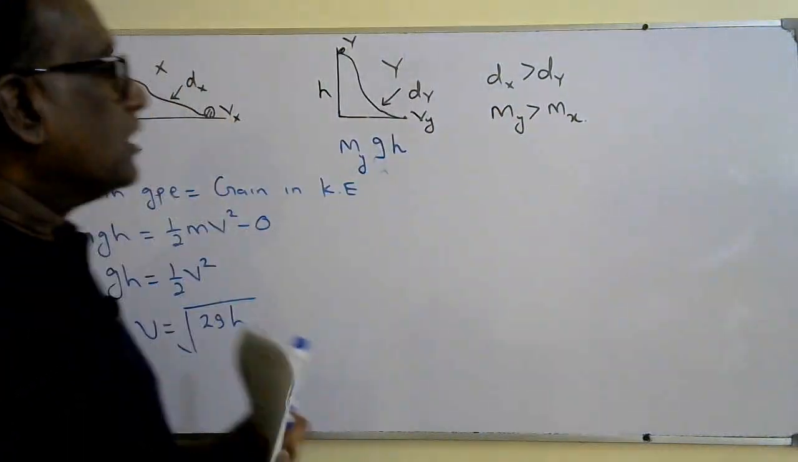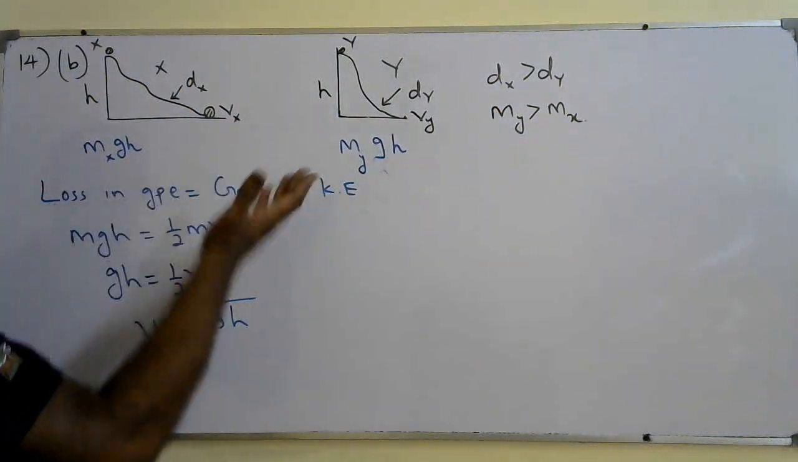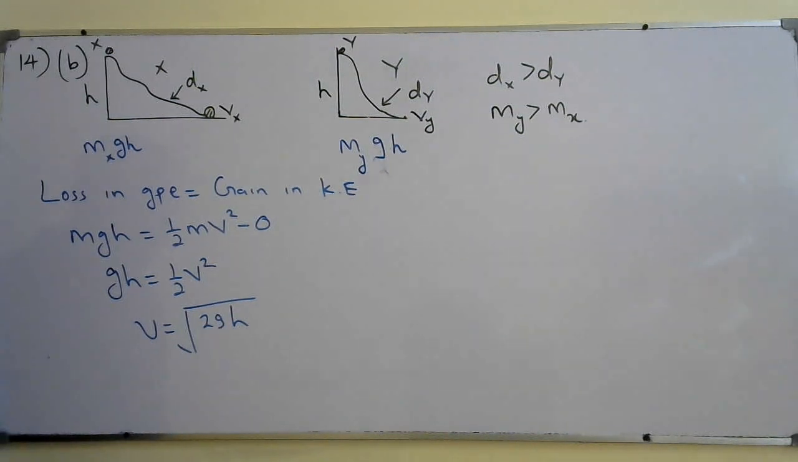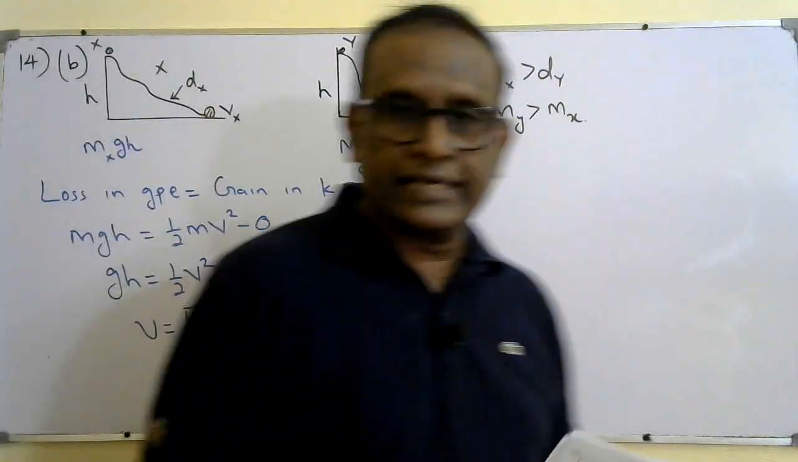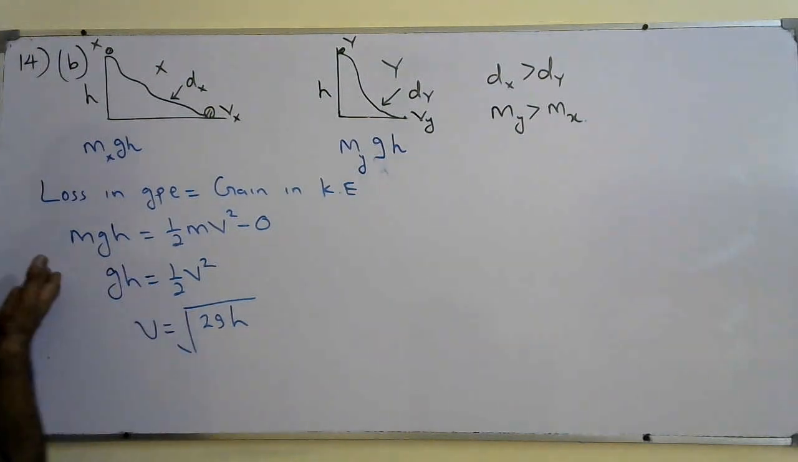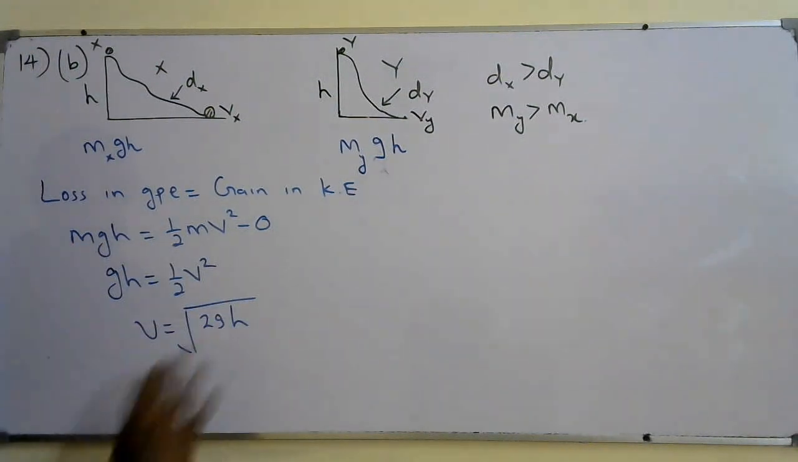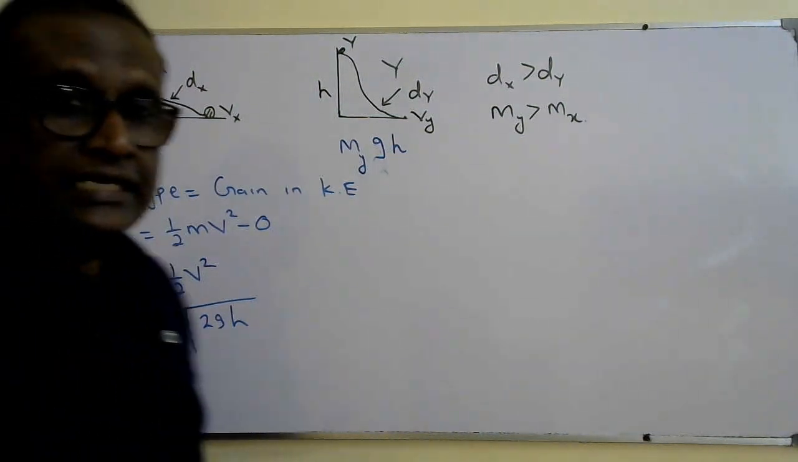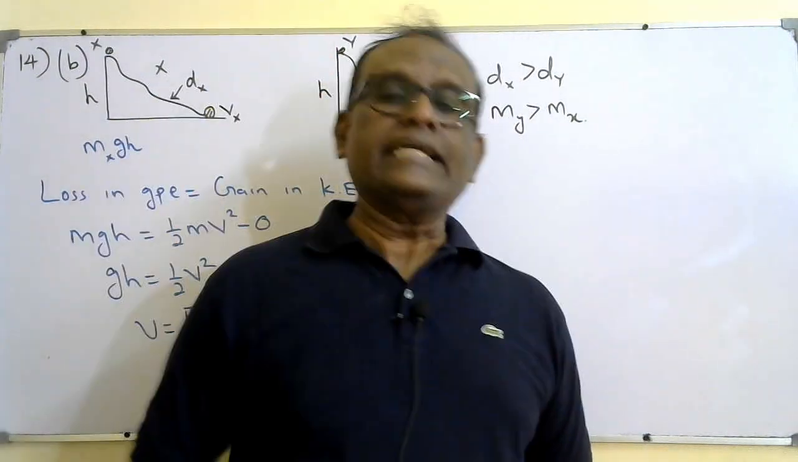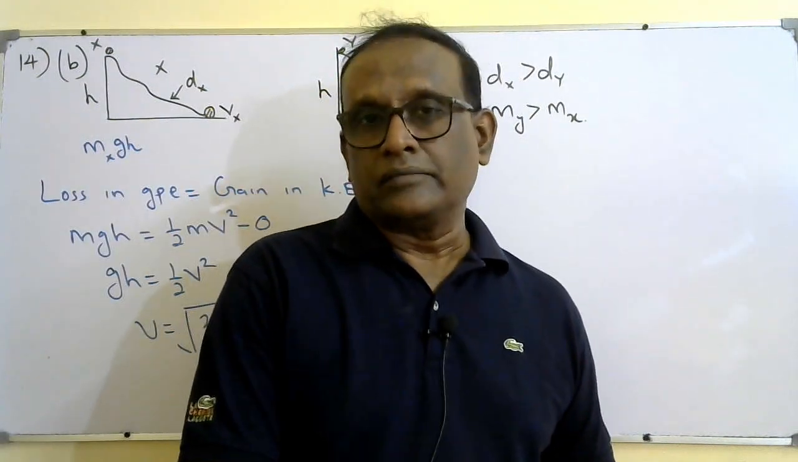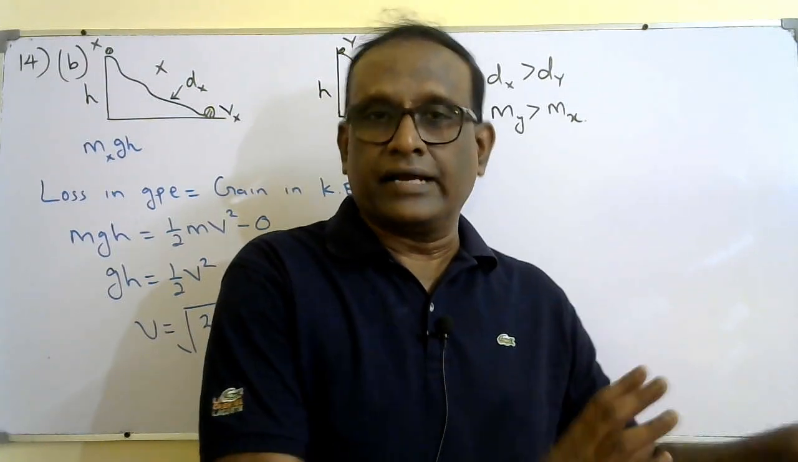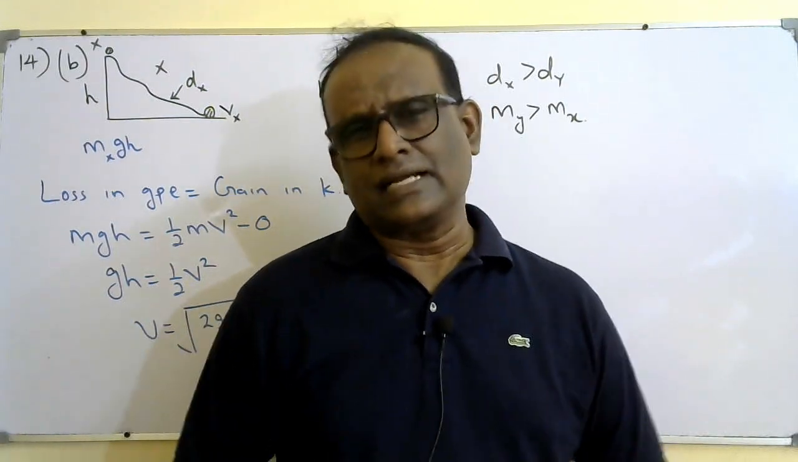So you should say according to the energy equation, loss in GP equals gain in KE. You should write this one. Then write it in the proper format, generally, not for X, not for Y. Then you say the mass m will get cancelled. Then you show v is equal to square root of 2gh. Then say, since both are falling through the same vertical height h, at the bottom, both Vx and Vy will have the same magnitude. That's the answer you should tell.